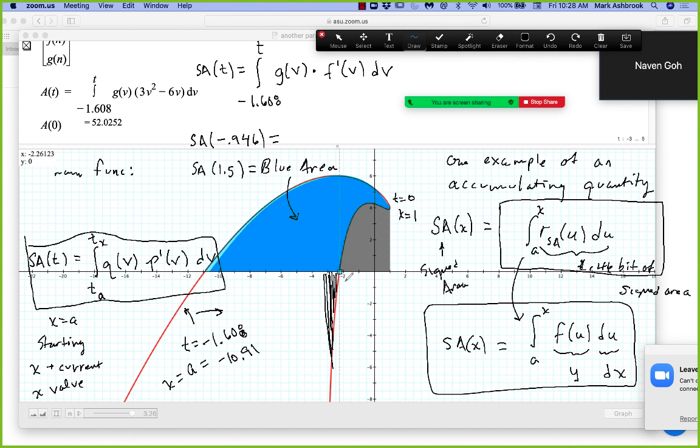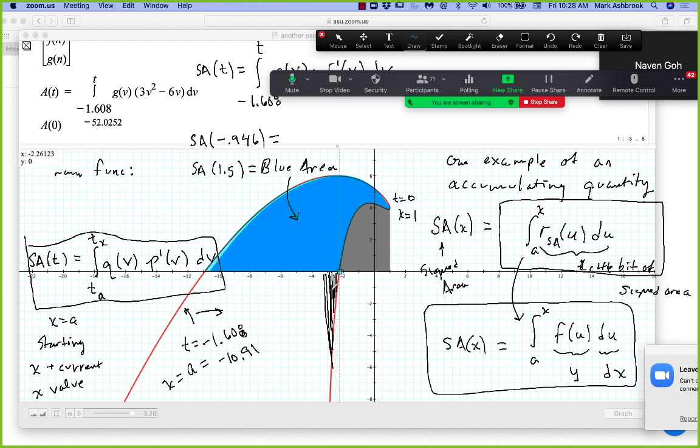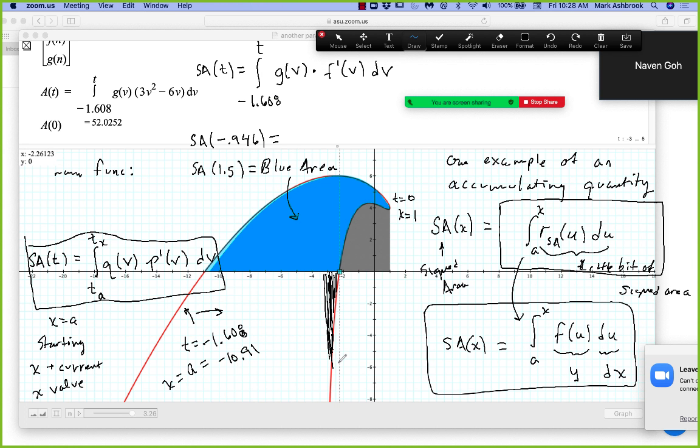But look, x is still decreasing, and y values are negative. So therefore, signed area will increase now. Because both y is negative and dx is negative, this will have a positive contribution to the signed area. This, when I'm drawing in black. So things get crazy, right? Because these parametric curves are different. They're crazy, and so that has some weird impact on the signed area function. Okay. Any questions? I hope that made sense.